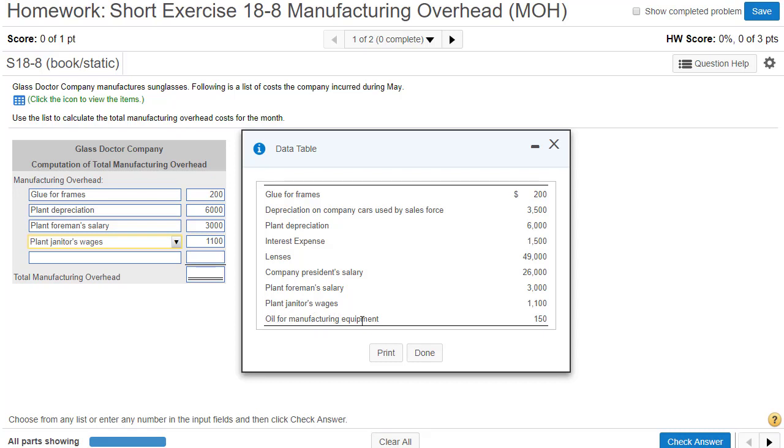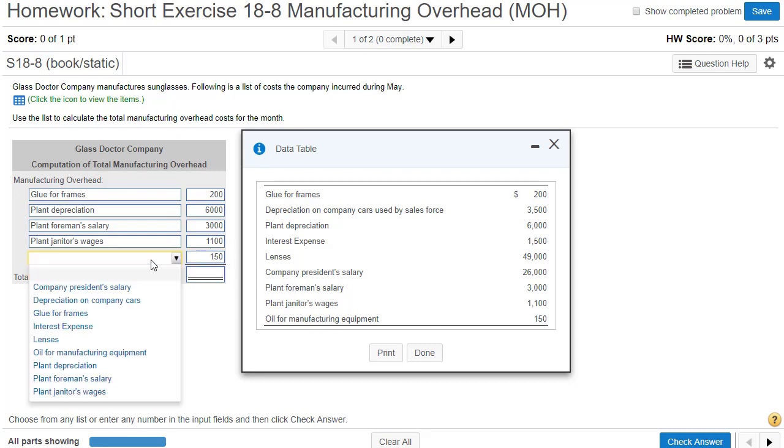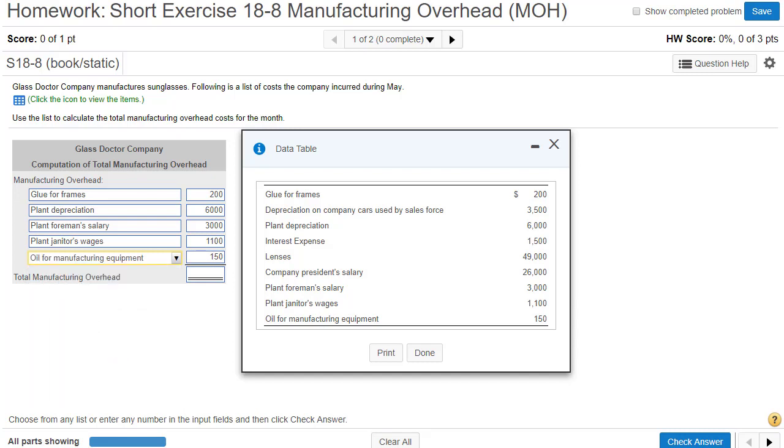And then we've got oil for the manufacturing equipment. So that's $150. That's a product cost because the equipment is for making the product, so that is therefore a product cost. And technically that would be an indirect material because you cannot tell how much oil was used for each pair of sunglasses.